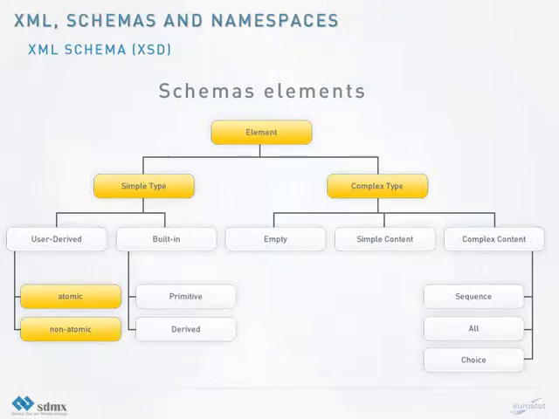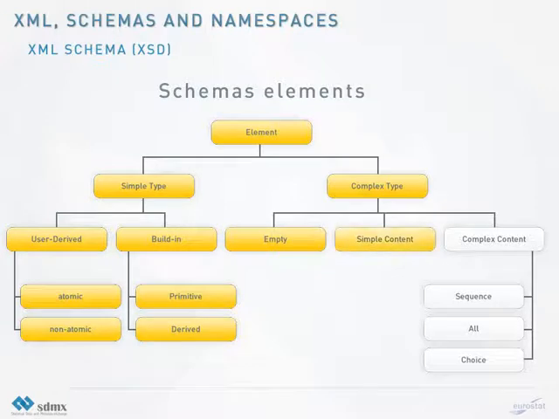One simple type can be atomic or non-atomic, if it is user-derived. And in the case of being built-in, the possible values are primitive or derived. In the case of a complex type, it can be empty, simple content, or complex content. Only in the case of complex content, it can be a sequence, all, or choice.